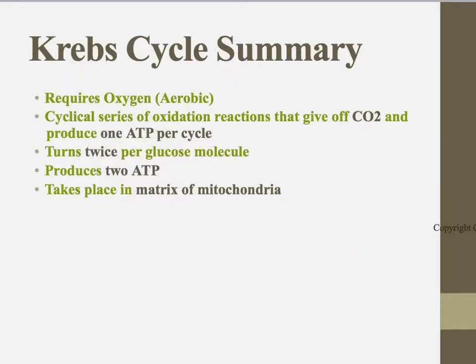So a summary of the Krebs cycle: it requires oxygen. It's a cyclical series of oxidation reactions that give up carbon dioxide and produce 1 ATP per cycle. But it turns twice per molecule of glucose, so that's why it produces 2 ATPs. And it takes place in the matrix of the mitochondria, which is the folded parts.